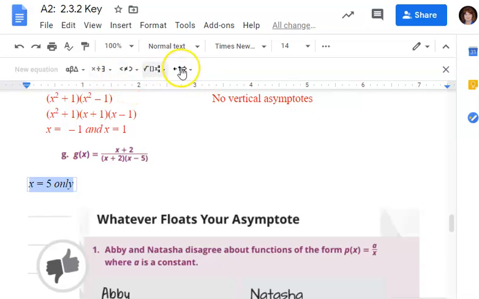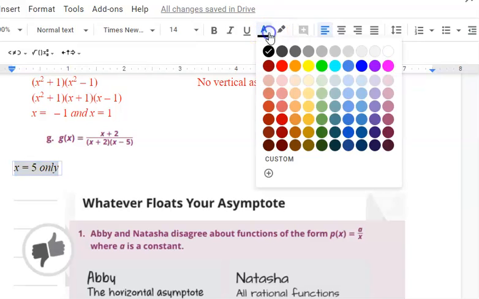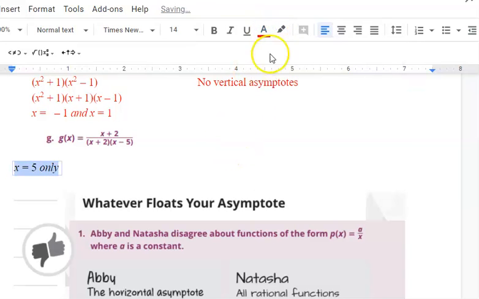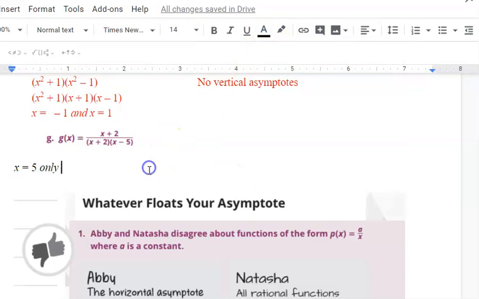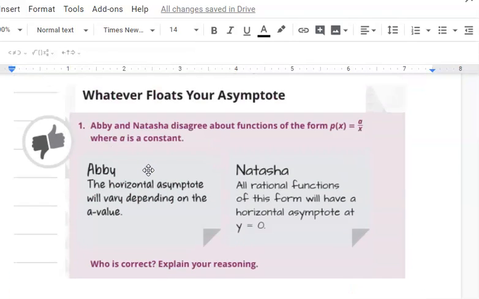So let's put that. And let me go back and make this pretty. All right, the next one is whatever floats your asymptote.